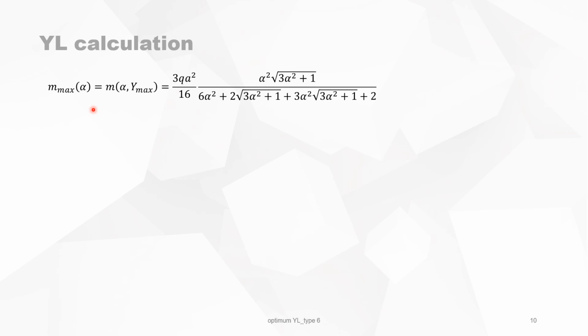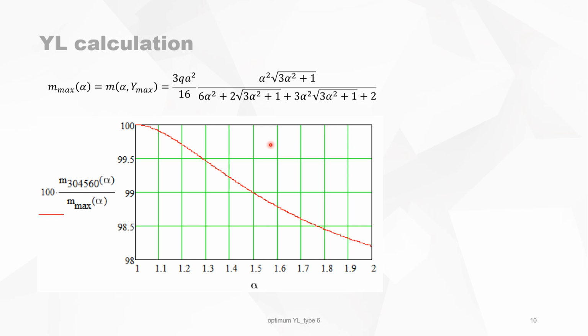We can now substitute in the general equation the y max and the optimized beta angle, and we obtain this closed formula for the maximum bending moment. Taking the ratio of the bending moment for the 30, 45, 60 rule divided by the optimized method, you will see that within the range alpha from 1 to 2, there is only a 2% difference for type 6 slabs, which is quite negligible.